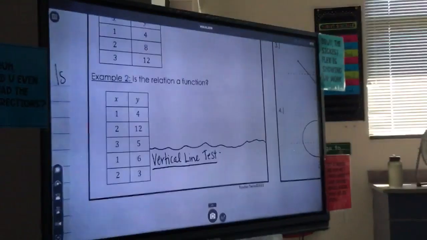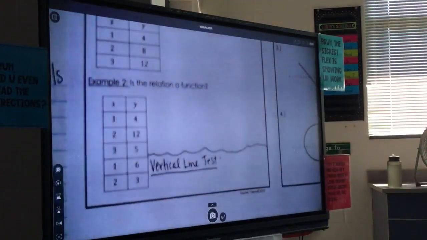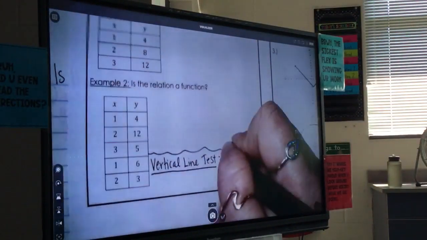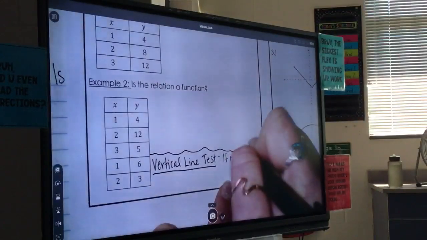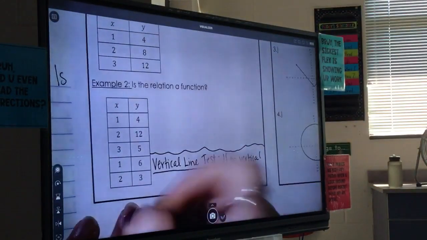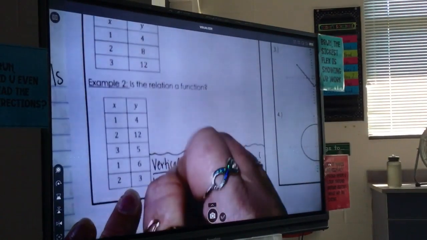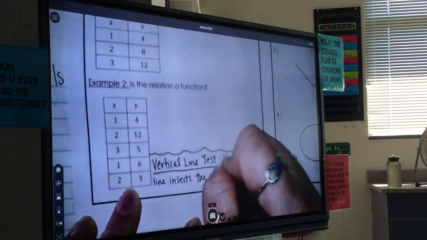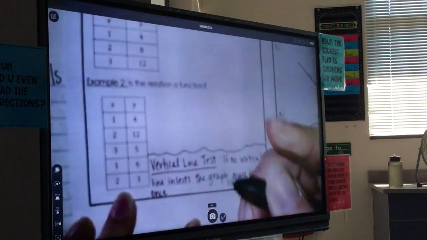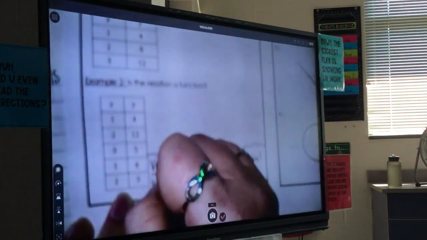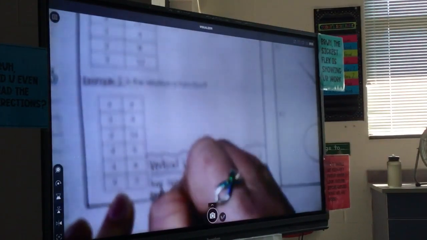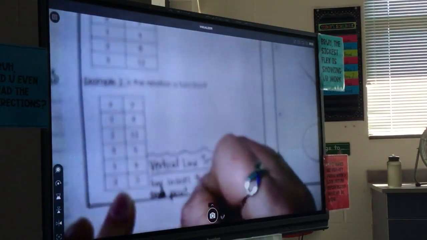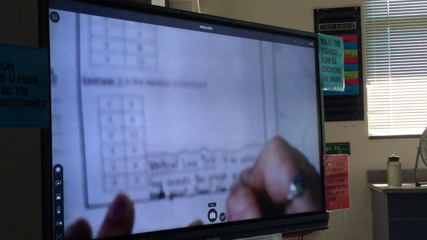Okay, and what a vertical line test is, if no vertical line intersects the graph more than once, more than 1 point, then the relation is a function.